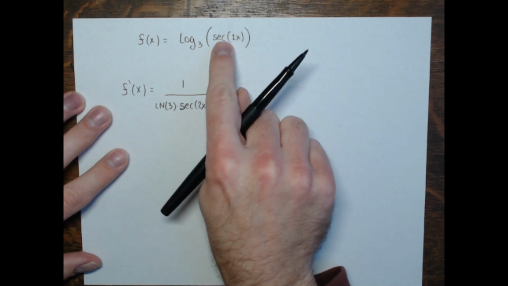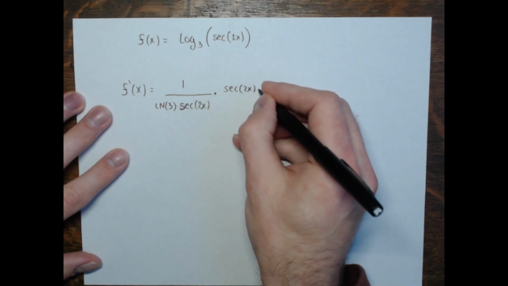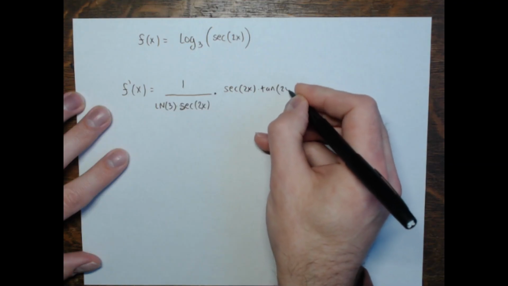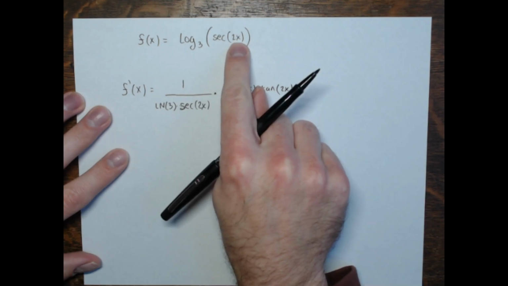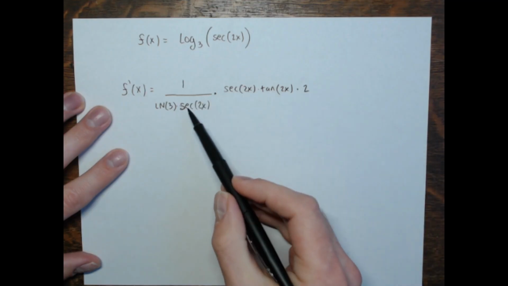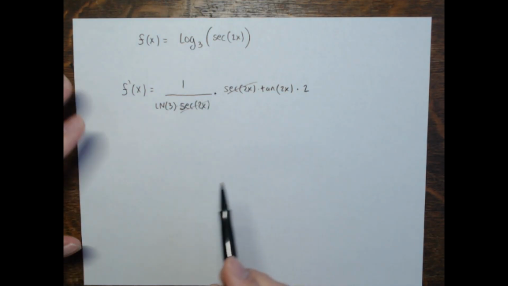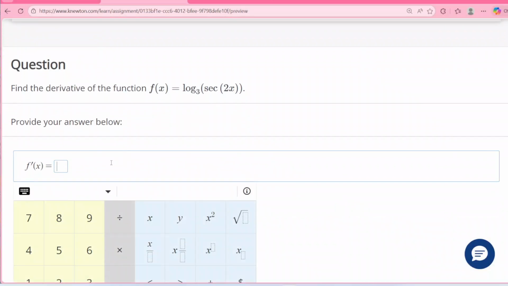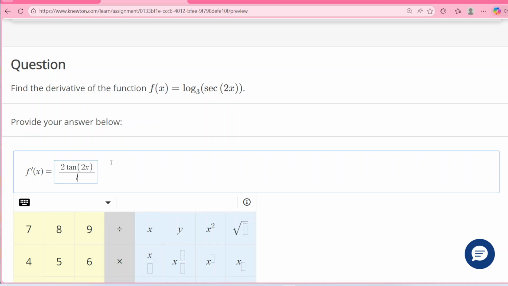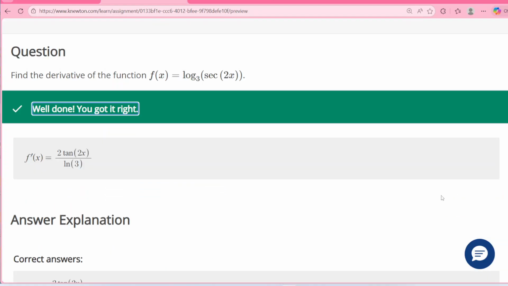All right, then times the derivative of the secant of 2x would be secant 2x times tangent 2x, right? The derivative of secant was secant tangent, but then multiplied by the derivative of the thing inside that, which is 2. And you see the secant of 2x cancel in here, so I end up with 2 tangent 2x in the numerator and just the natural log of 3 in the denominator. Okay, so numerator after simplifying would be 2 times the tangent of 2x, and then divided by just that natural log of 3 in the denominator. Wonderful.